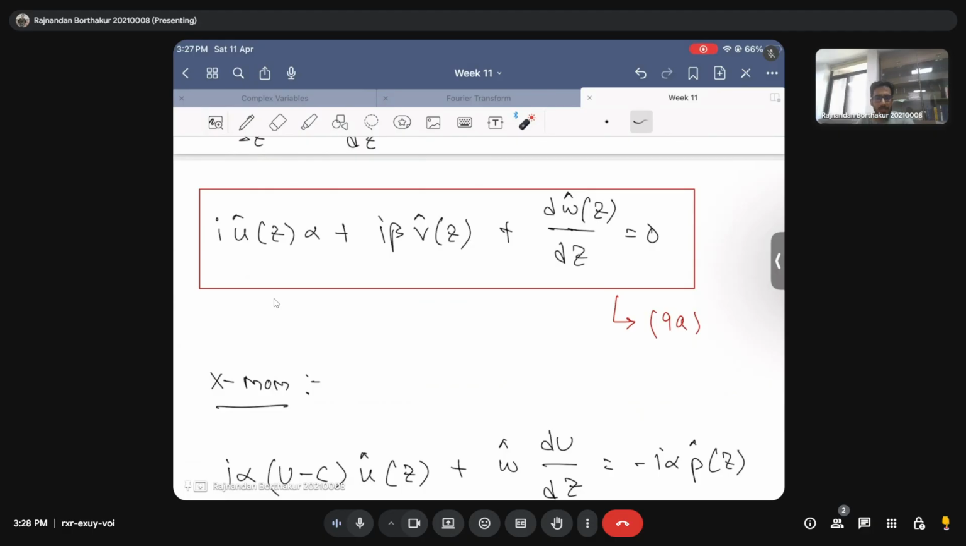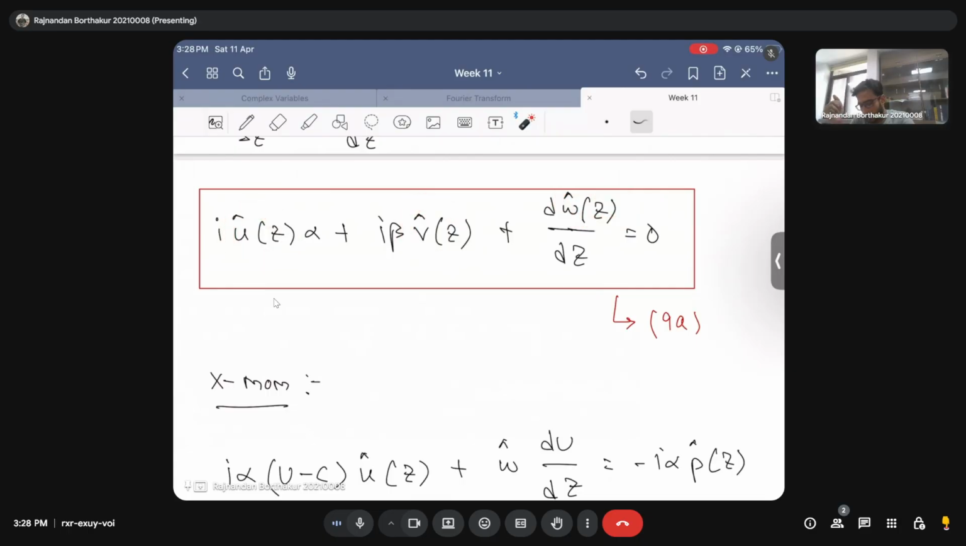I hope you realize what the unknowns in these equations are. When we derived the equations for the perturbations, the unknowns were u prime, v prime, w prime, and p prime. Then we represented the perturbations with one function, let's say u hat of z times e to the power sigma t plus i k x. And after that, we did a certain transformation.